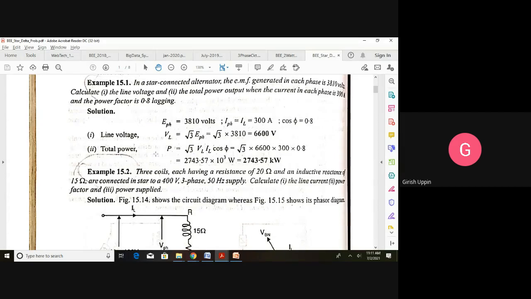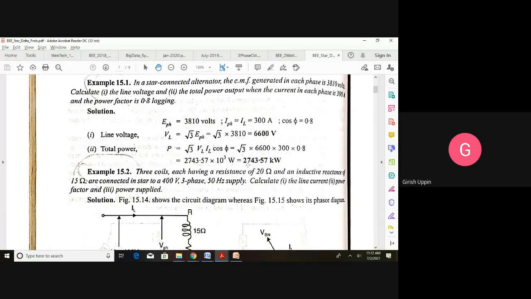Total power, and we know what is the power consumed in a three-phase circuit? Root 3 times VL IL into cos phi. Root 3, VL we calculated 6600, IL they have given 300, cos phi they have given into 0.8. You will get it as 2743.57 into 10 raised to 3 watt. You can keep it as a watt, or 10 raised to 3 into watt is nothing but 1 kilowatt.